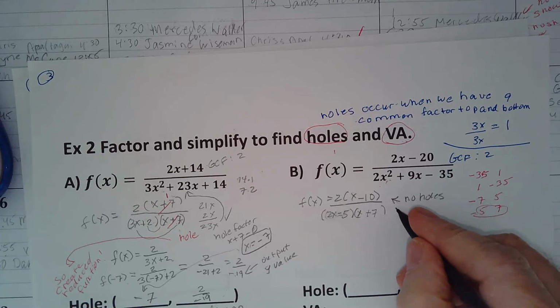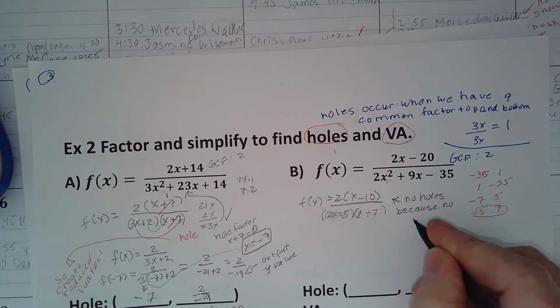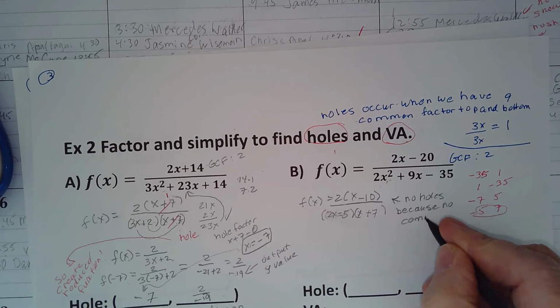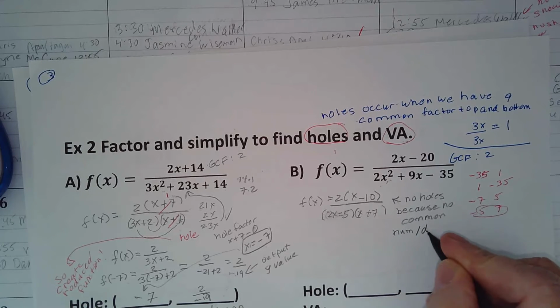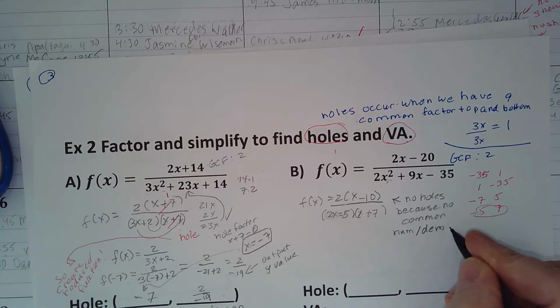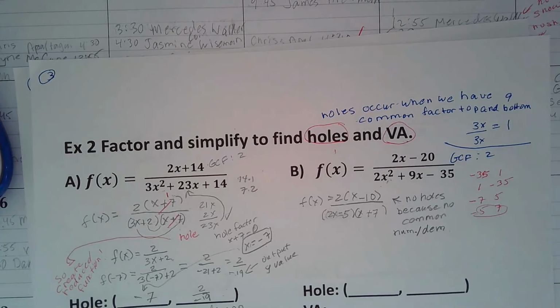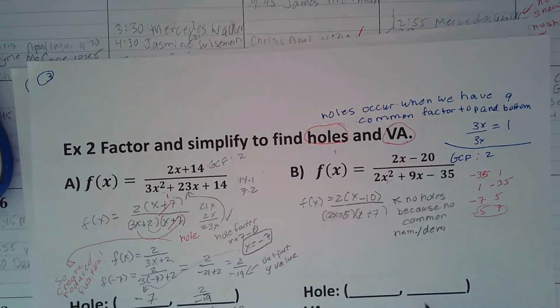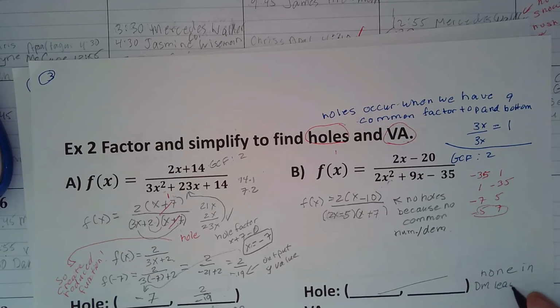Because there's no common factors. No common numerator over denominator. All right, so we don't have to worry about holes there. Therefore, I'm not going to worry about it here. None. Leave empty in Delta Math. Don't submit, I think.